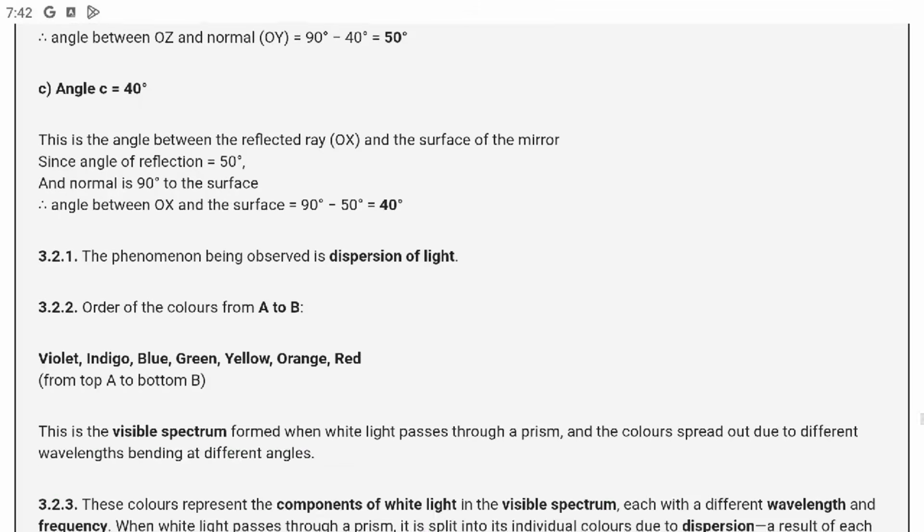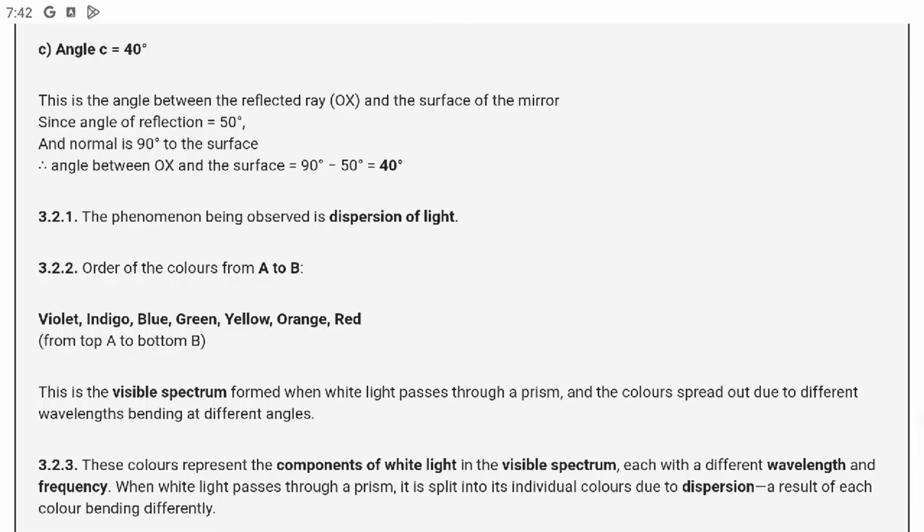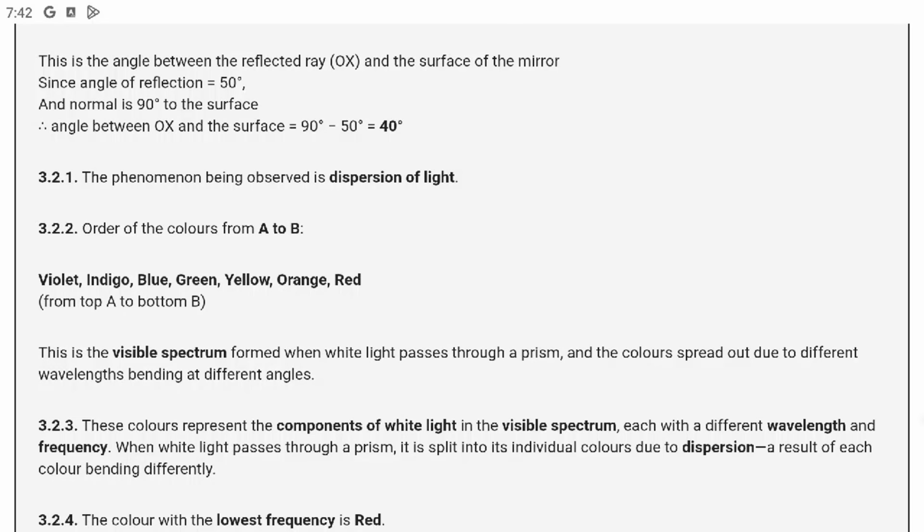The order of the colors from A to B is violet, indigo, blue, green, yellow, orange, red, from top A to bottom B. This is the visible spectrum formed when white light passes through a prism, and the colors spread out due to different wavelengths, bending at different angles.